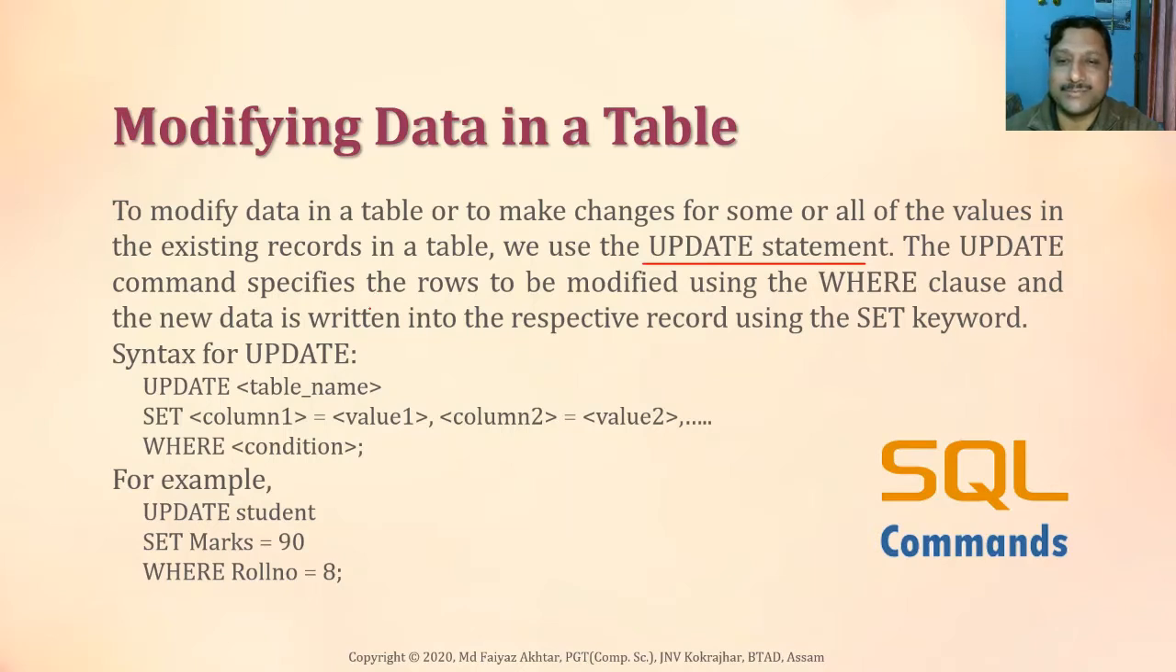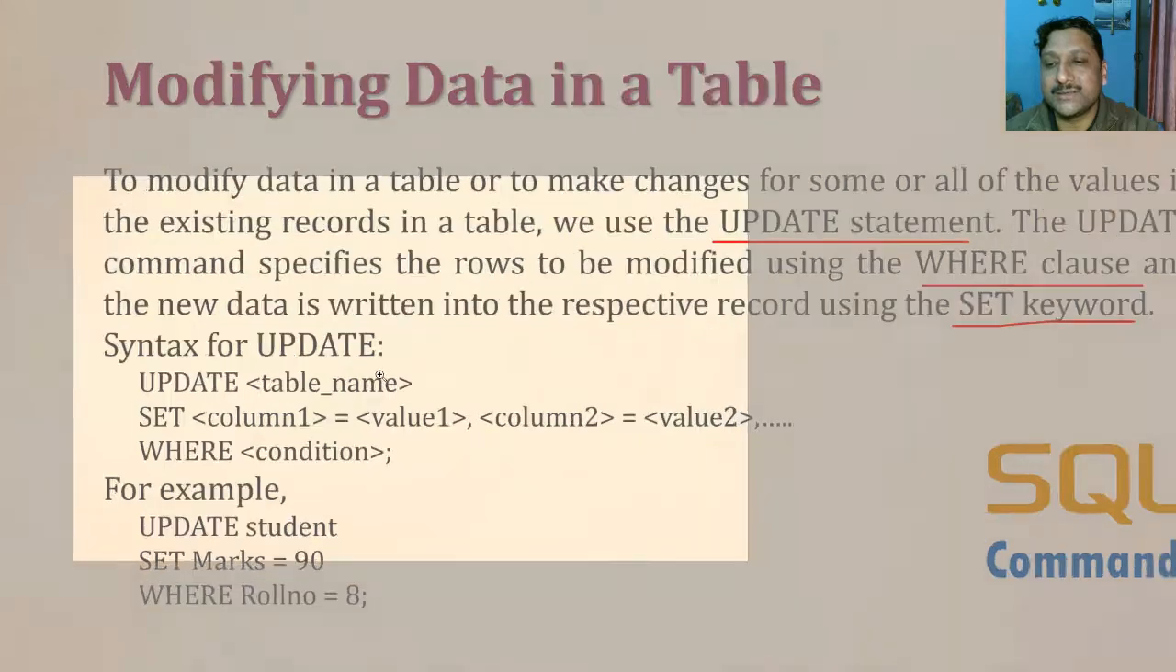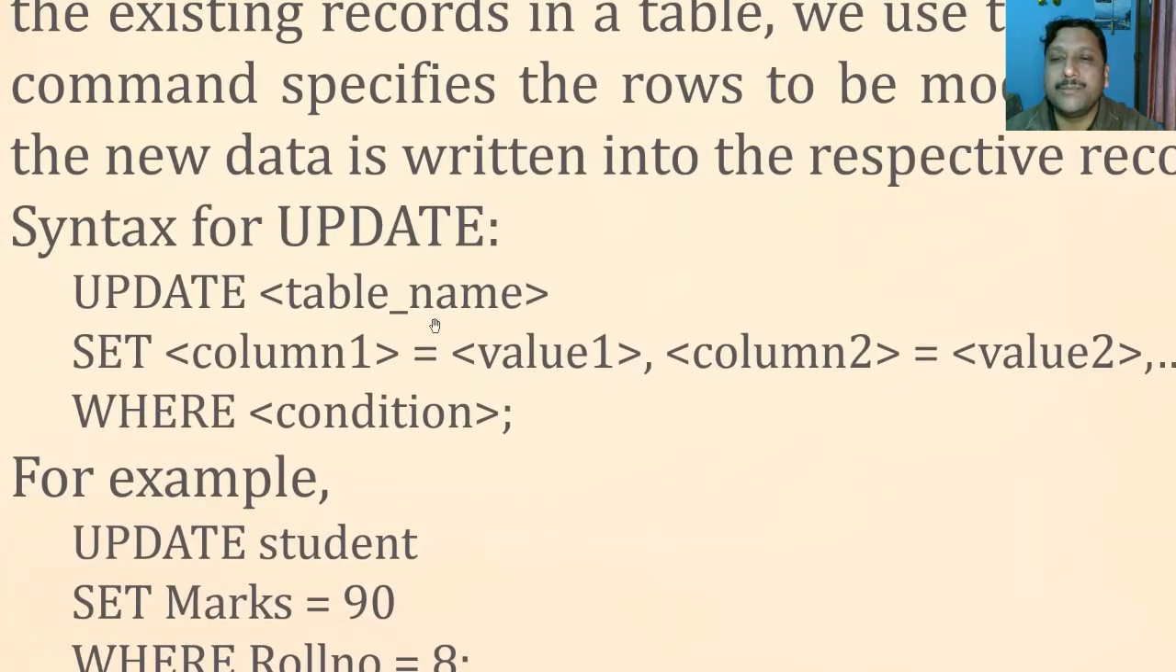The update command specifies the rows to be modified using the where clause. In the update command we must use the where clause, which filters and tells which specific record is to be updated, and the new data is written into the respective record using the set keyword. So 3 things are important: update, where, and set. See the syntax here. For update, we give the table name, then set, and then the column name equals value.